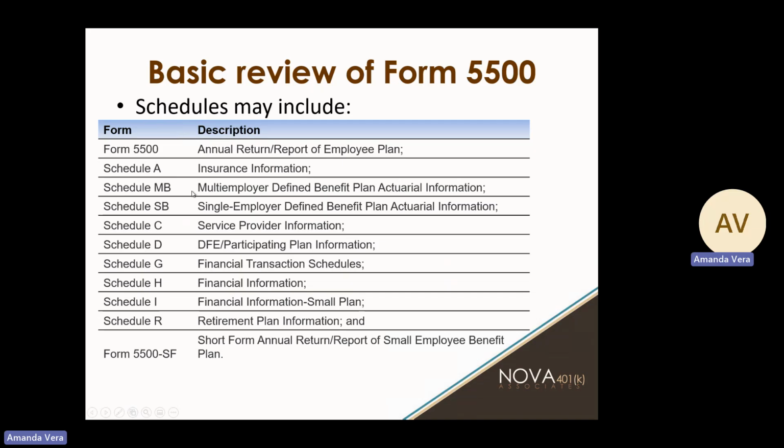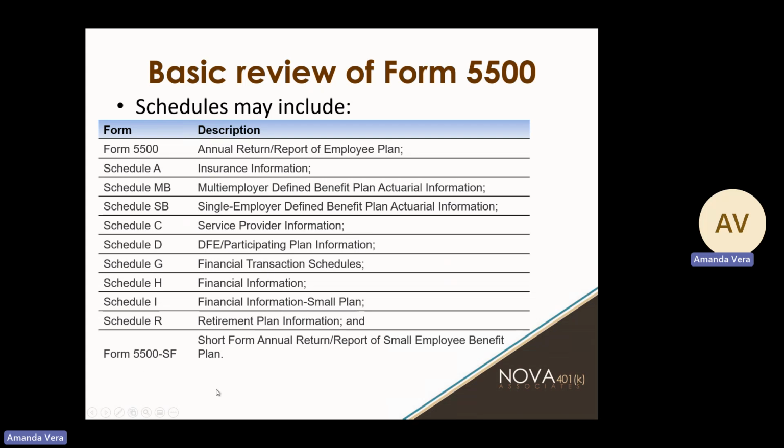Both these, the Schedule MB and SB, are for defined benefit plans. For the larger plans, they do sometimes have a Schedule C, a Schedule D, a Schedule H, and Schedule R. The other ones, the G and the I, are very rare, and they are only in certain circumstances.